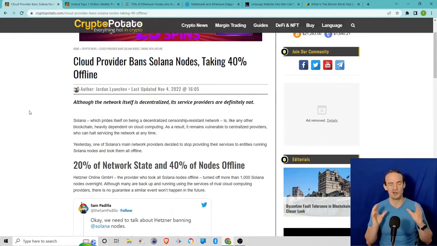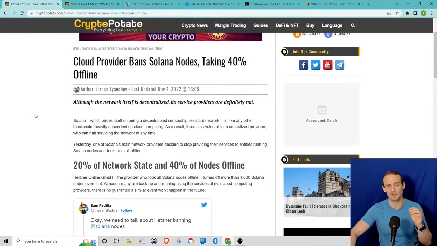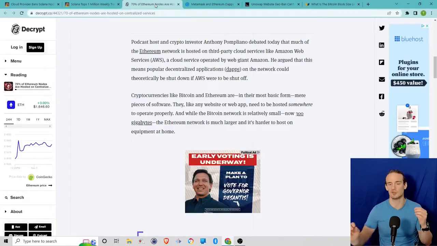So, with that being said, you probably saw it in the news. 40% of Solana nodes were taken offline with a simple flip of the switch. And like I said in the introduction, a lot of people like to poke fun at Solana because of their frequent network outages. However, this issue, I want to be very clear, is not unique to Solana.